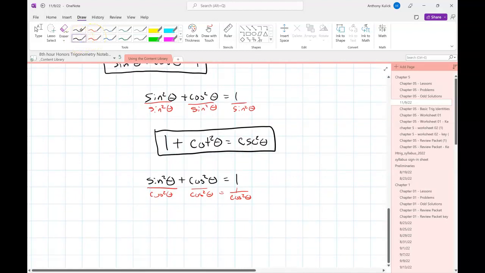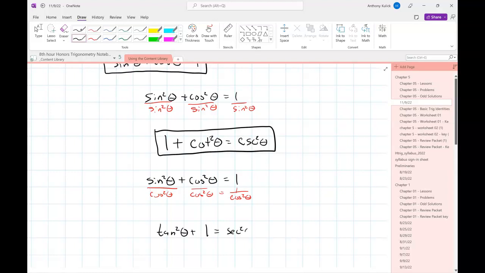So what's sine squared over cosine squared? Did somebody mumble it quietly? Say it loud and proud if you know it. Tangent squared. Yup. And cosine squared over cosine squared is 1. And 1 over cosine squared is secant squared. That would be our third.